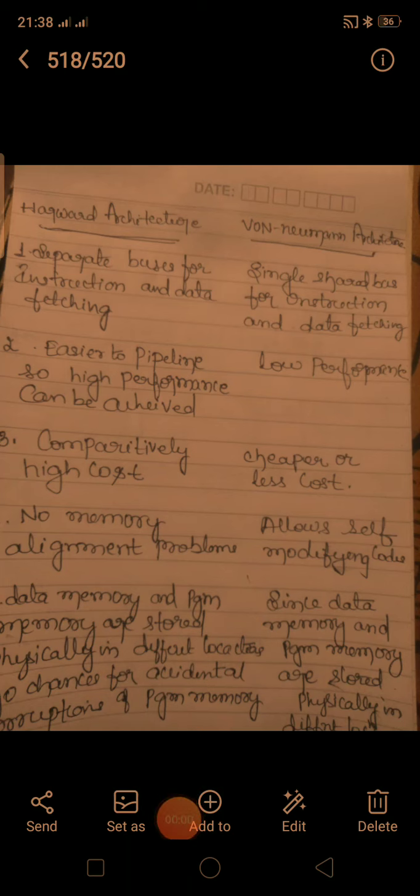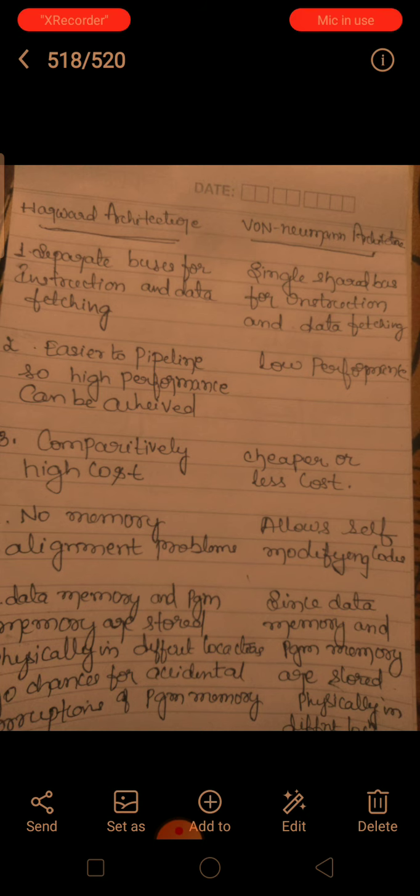Good afternoon students. Today I am explaining one of the important concepts called Harvard controller architecture versus von Neumann processor architecture. This is a very important question to be asked in the examination, and it is also asked in interviews. So, I am going to explain the differences between Harvard processor versus von Neumann processor, or Harvard controller architecture versus von Neumann controller architecture.